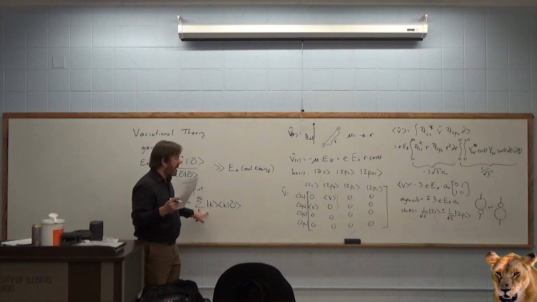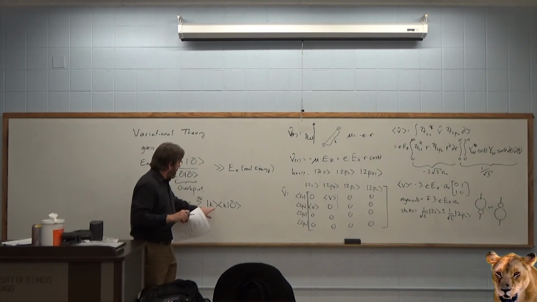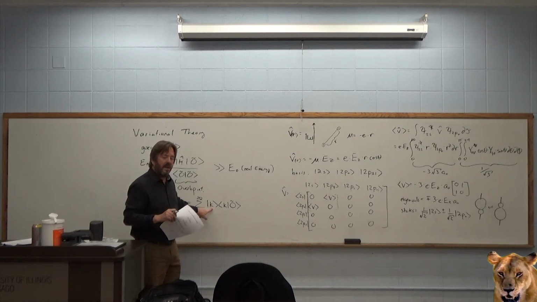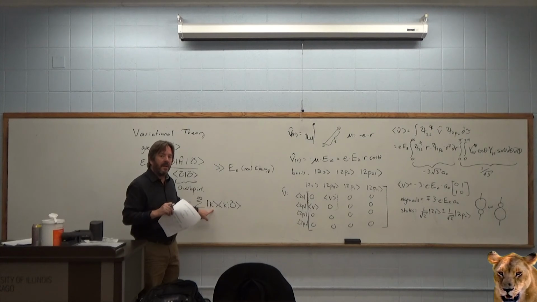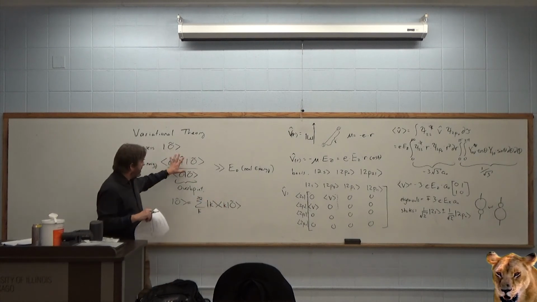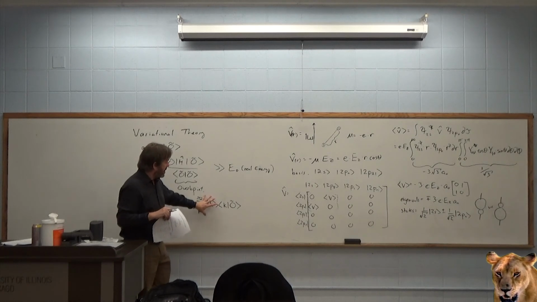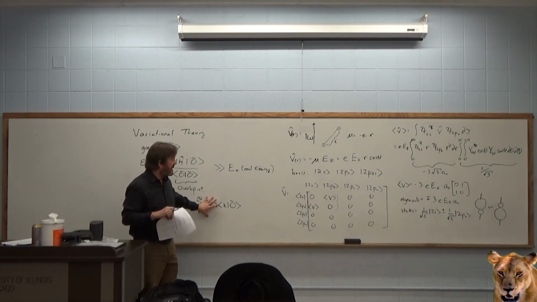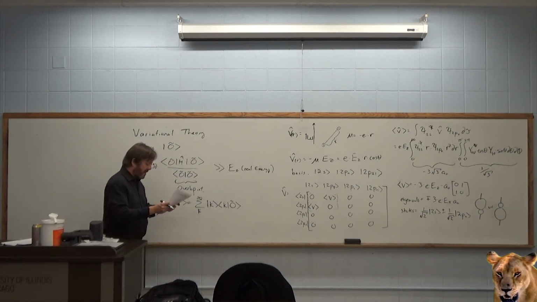Now, because the ground state is always the lowest energy, and there's only one ground state, this sum inherently involves higher energy states. So when you substitute this into here, this is how the proof works. There's always a contribution from a higher energy state, and that's why you always have a resulting energy that's higher than the ground state. So that's why that works.